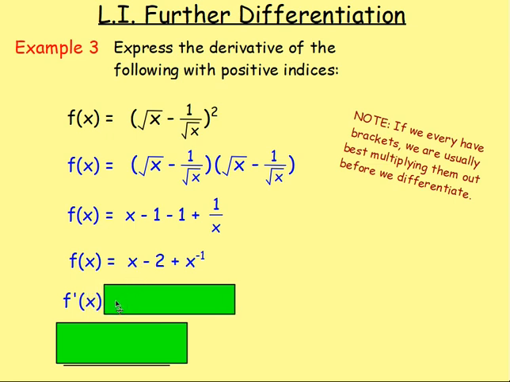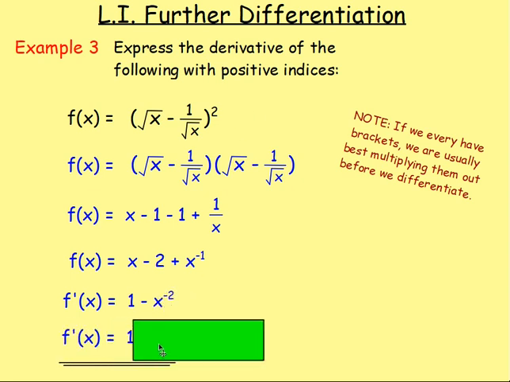If you differentiate 1x, you would just end up with 1. If you differentiate 2, well, that's just a constant, so that will disappear. And differentiating x to the negative 1, 1 times negative 1 is negative 1, and the power would decrease to negative 2. Make sure you don't stop there, though. You are asked for a positive index, so move x to the negative 2 to the bottom of a fraction, giving you 1 over x squared. So the final answer, 1 minus 1 over x squared.